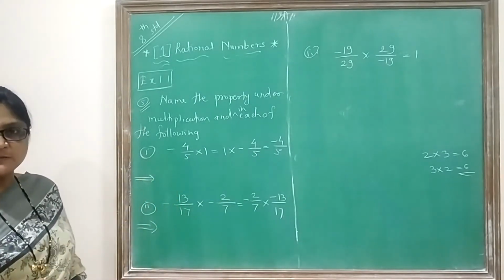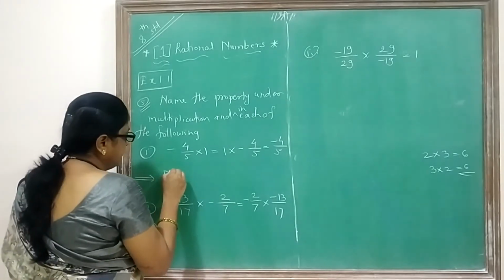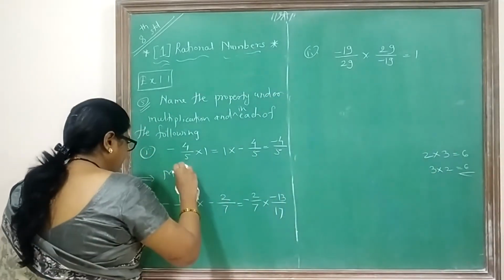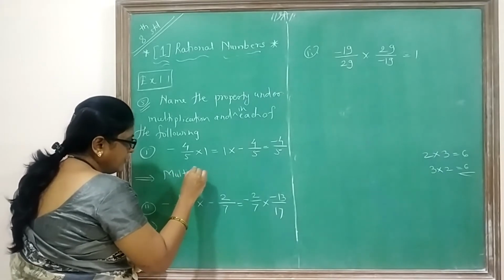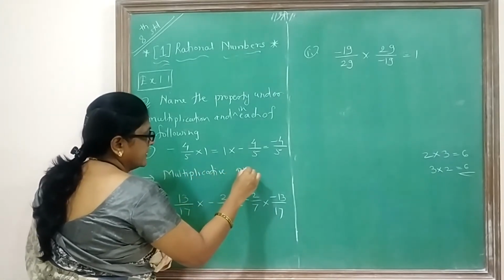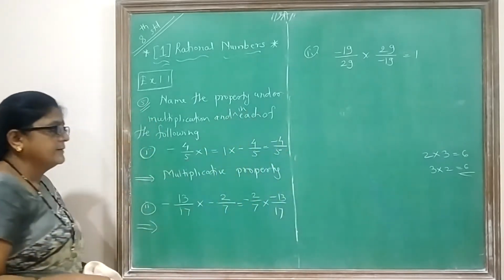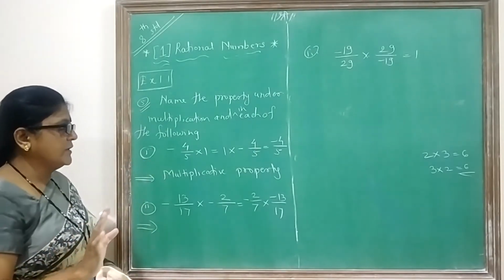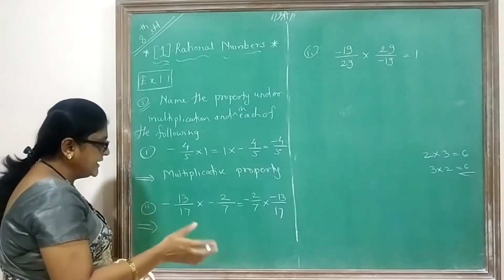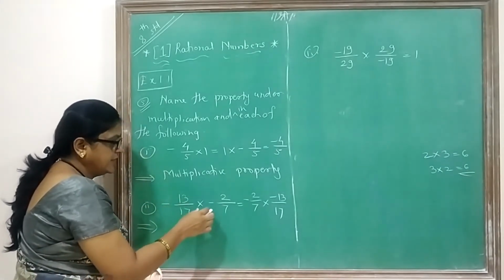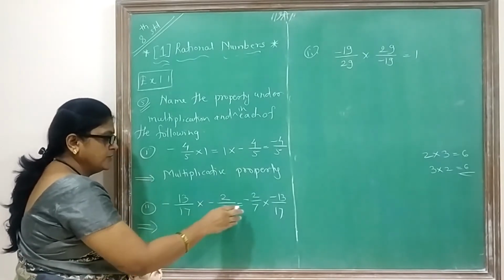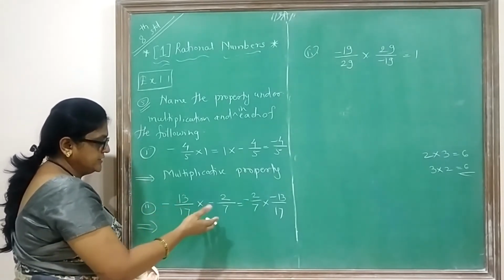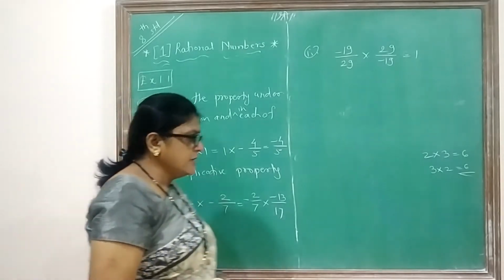Then here which property is present? Multiplicative property is present. Correct? Because here only multiplication is given, not interchange. Then you will write the next property. Minus 13 by 17 into minus 2 by 7. Here you will write minus 2 by 7 into minus 13 by 17. Here also you will interchange. Here the answer is not given. Then you will match the commutative property.